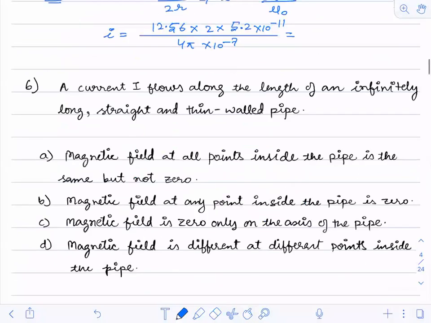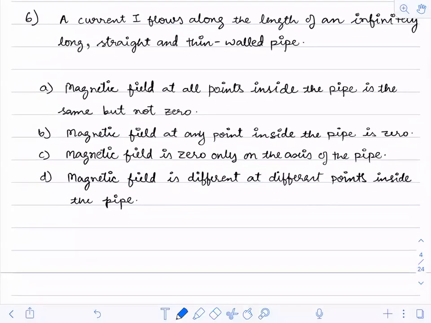Now, question number 6. A current I flows along the length of an infinitely long, straight, and thin-walled pipe. Magnetic field at all points inside the pipe is the same but not zero. This is a wrong statement.